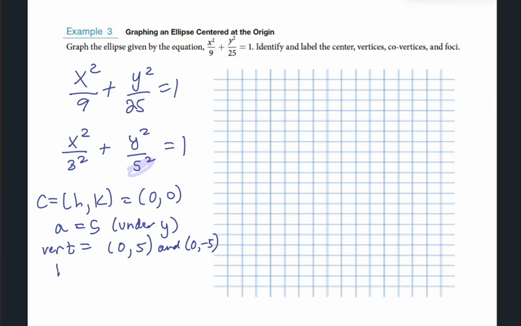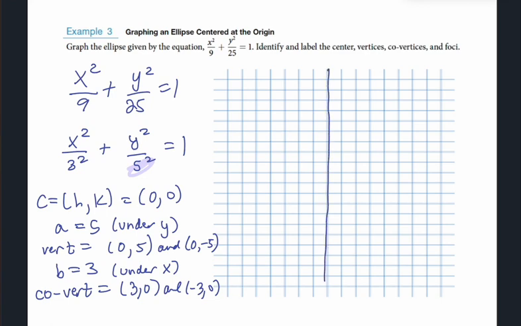Now our b value is the smaller one, that's 3. It's under the x. So that's called a co-vertex. There's 2 of those. We're going to add 3 to the original x value, and subtract 3 from the original x value. So that would be 3, 0 and negative 3, 0. So we're always adding or subtracting those from our center. And so let's go ahead and draw this, and we will label things as we go.